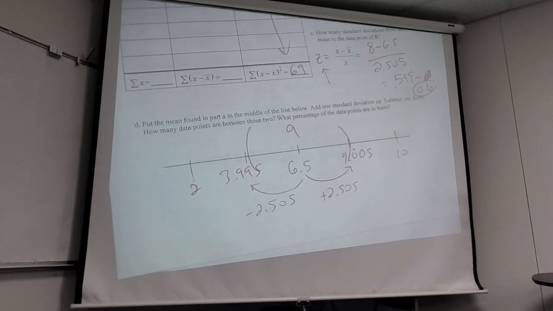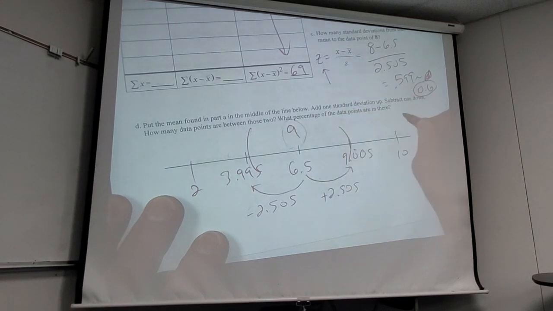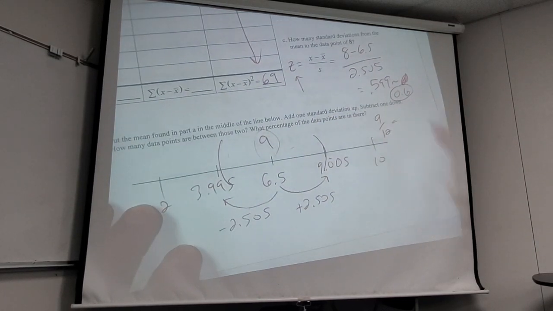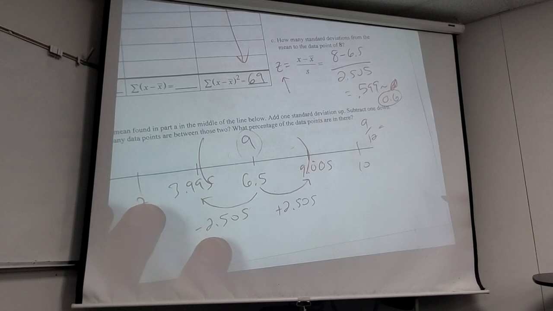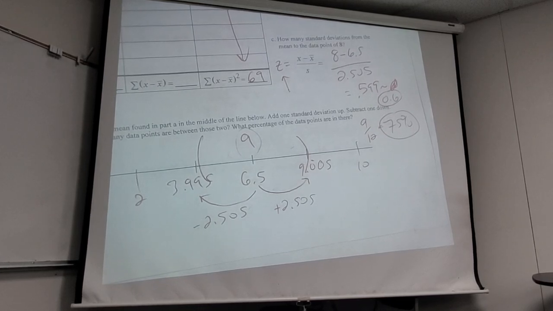What percentage of the data points is that? How many data points are there? 9 out of 12, which of course is 75%. Now, this idea of how many data points are within 1 standard deviation, that's a huge idea. So I want to do a concrete example of that right there.